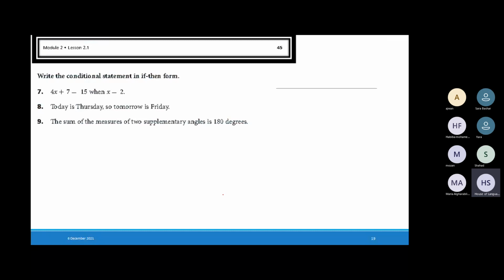Okay, if there's anything here? Type this one, yalla. This is number 7, 8, and 9 in your book, okay? The first one, 4x plus 7 minus 15 when x.